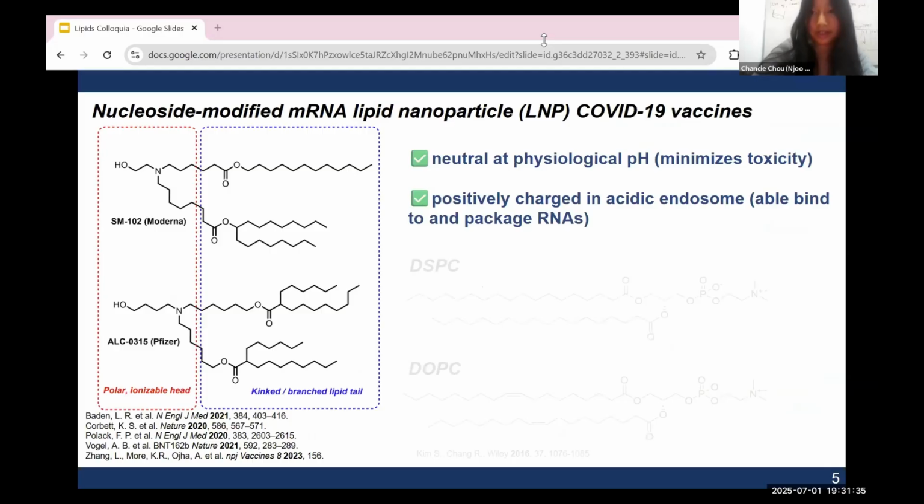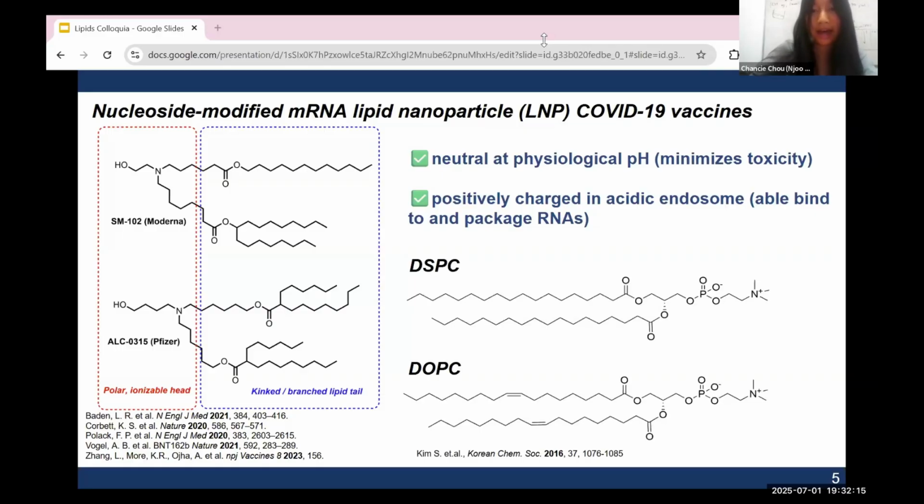So two examples of drugs that make use of this lipid nanoparticle RNA delivery system are the COVID-19 drugs developed by Moderna and Pfizer. If you note the similarities of these two drugs, first of all, they both have a polar ionizable head, and they also have the kinked or branched lipid tail. The good part about these lipid tails is that they remain neutral at normal pH levels, which means that they are not really toxic and won't have off-target toxicity. However, in the acidic endosome, they can become positively charged. This helps them better bind to and package RNA.